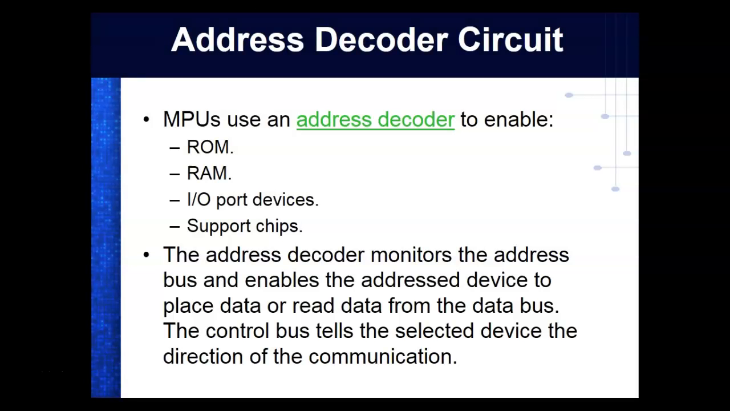If you use an address decoder to enable ROM, RAM, and IO support and support chips. So these address decoders are taking that long address coming out of the address bus and decoding it over to something else. Does that make sense?